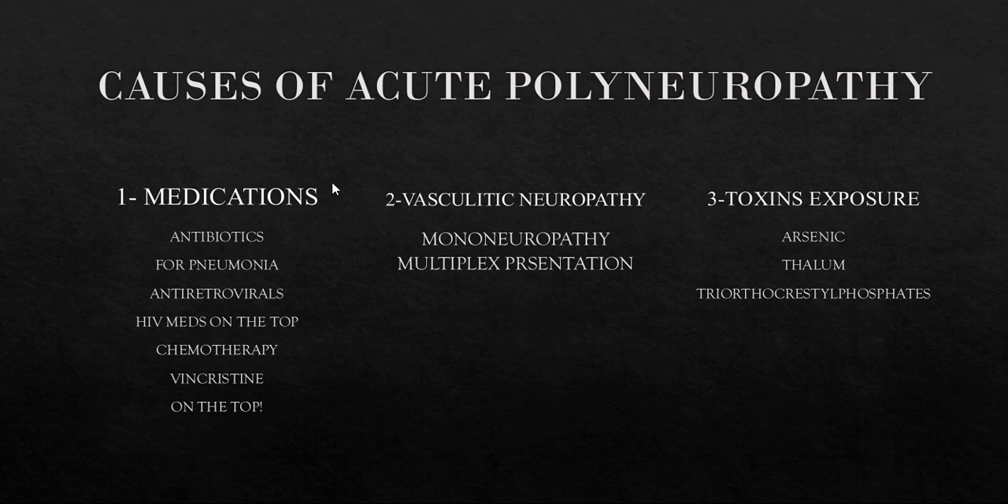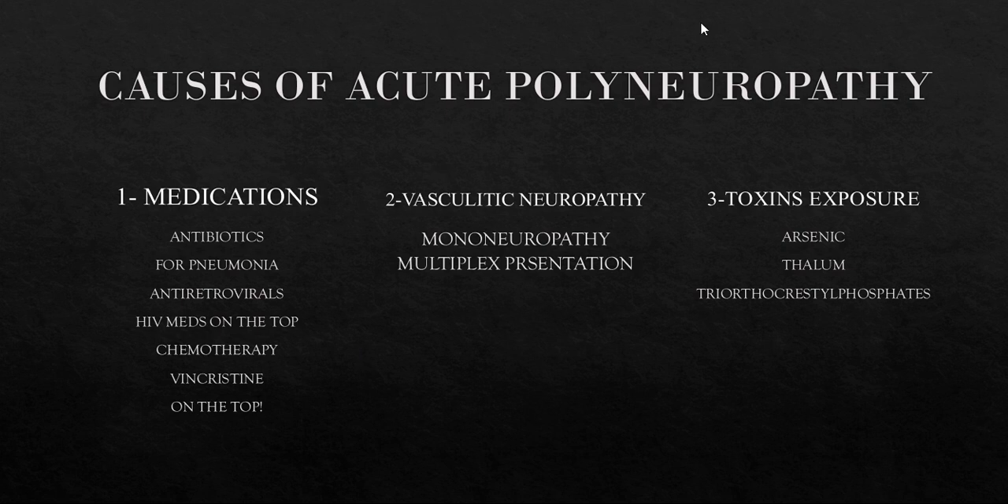that's very strong evidence that the polyneuropathy may be related to the antibiotic they took, especially if they start to develop the polyneuropathy symptoms shortly after they start taking the medication, and especially if it's confirmed with the EMG results. Also, the antiretrovirals, HIV medications, are on the top, and chemotherapy, of course. This is scenario number one.